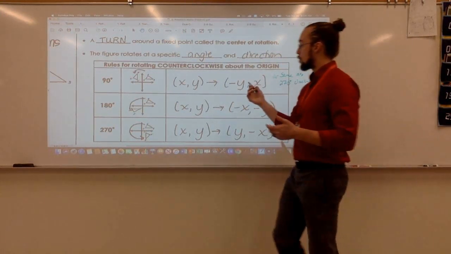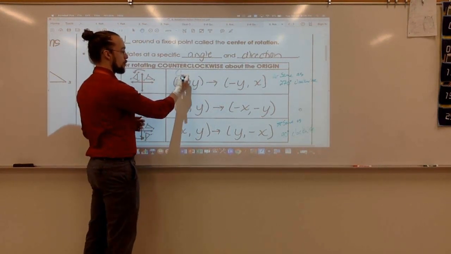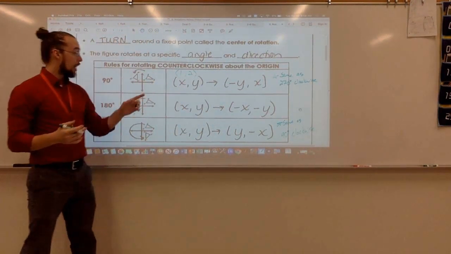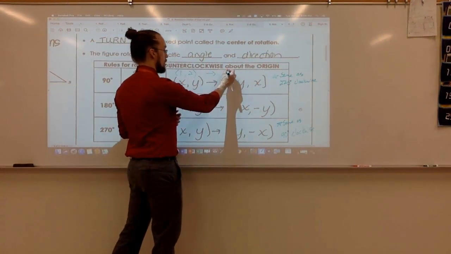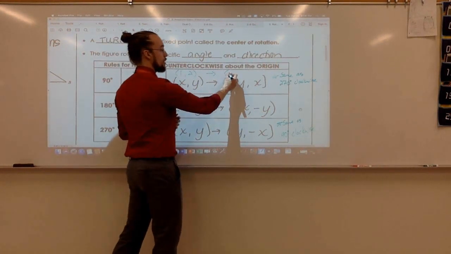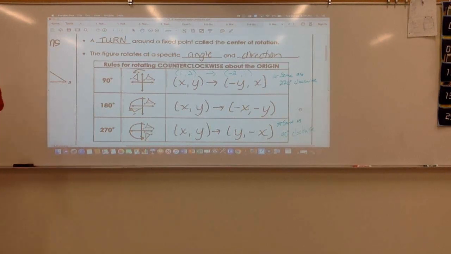When we're looking at coordinates, for example, if we look at the point 1, 2 and I want to rotate that 90 degrees counterclockwise, that would be -2, 1. Yep. Switch them and take the opposite of what the y coordinate was.